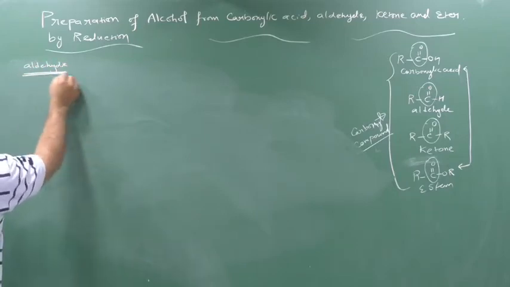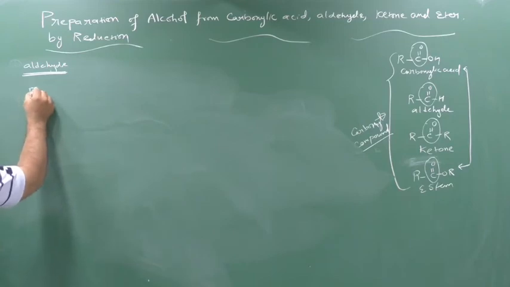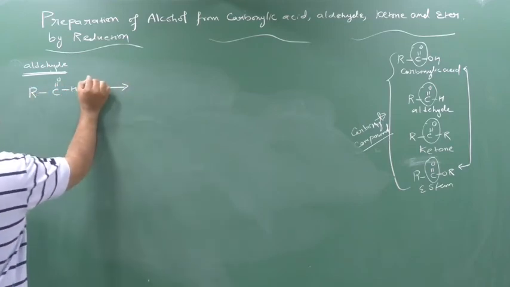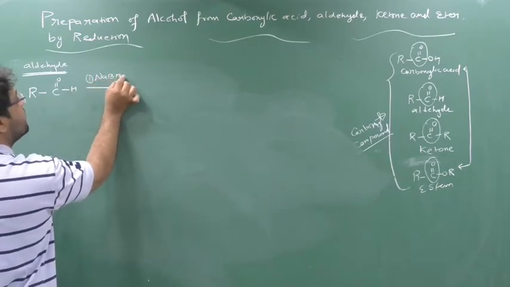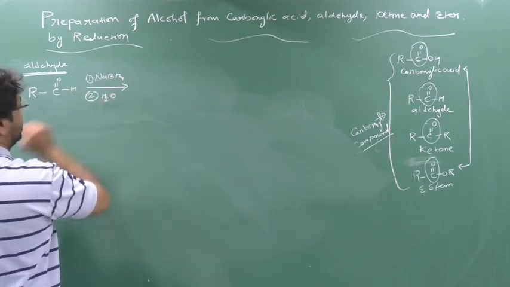We will see what? Aldehyde. Clear? So first we will see the general step. In your book it will be written like this: RC double bond OH. First it is reacted with sodium boron hydride, or you can use lithium aluminum hydride also. In the second step water is used, that is hydrolysis.